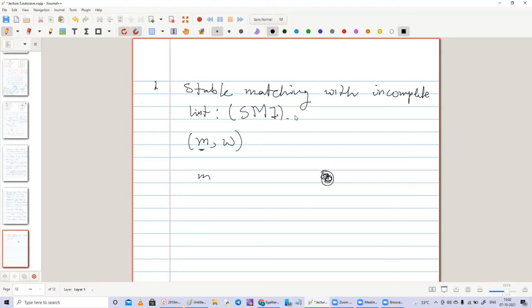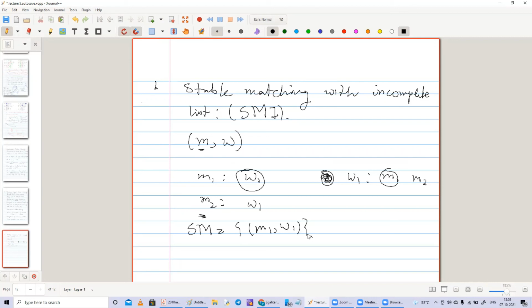One easy example can be like this. M1 has W1 and M2 also has W1. Suppose W1 has M1 after M2. In this particular example, we can see that M1 and W1 will remain matched, and W2 and M2 will be unmatched in the stable matching. So here the stable matching is M1 and W1, and M2 is unmatched.